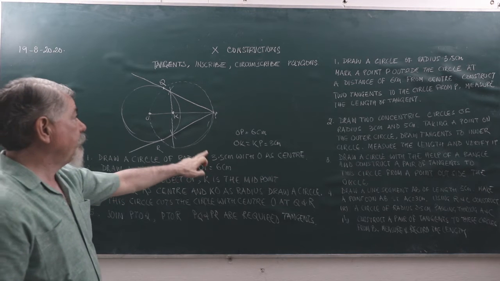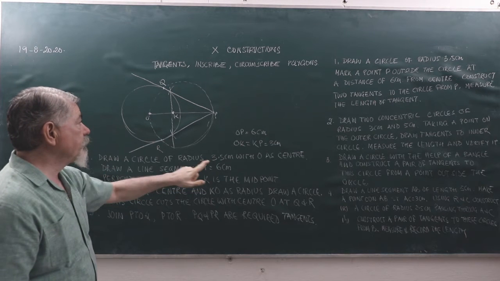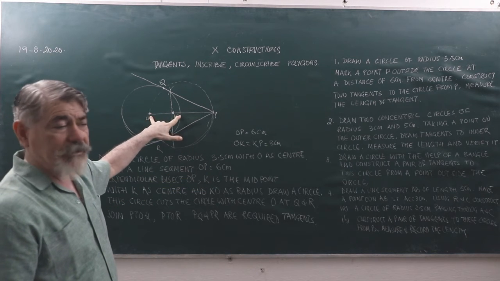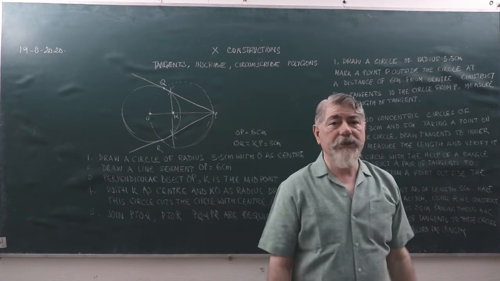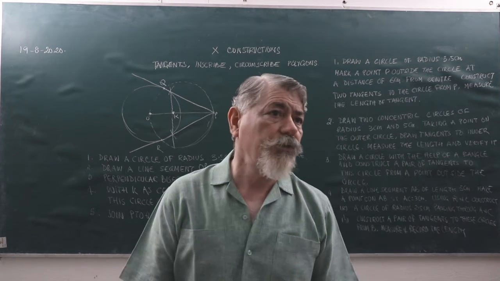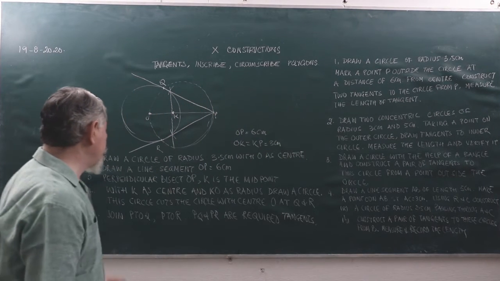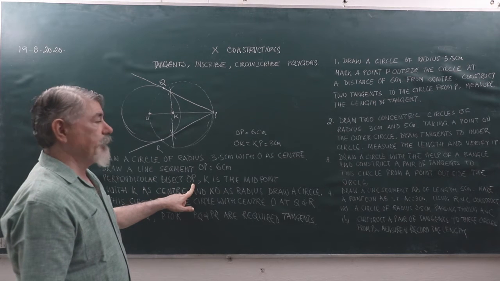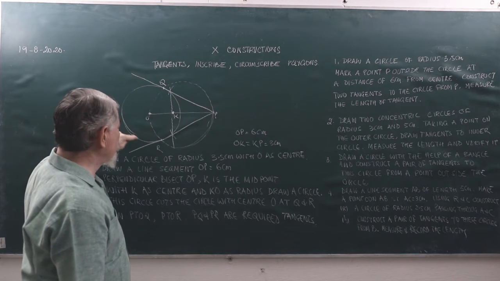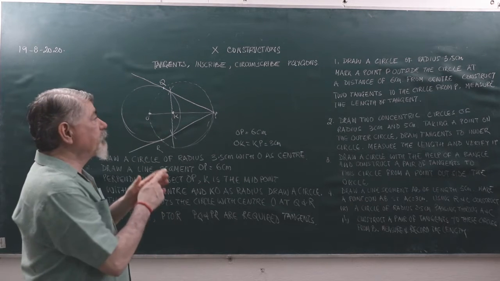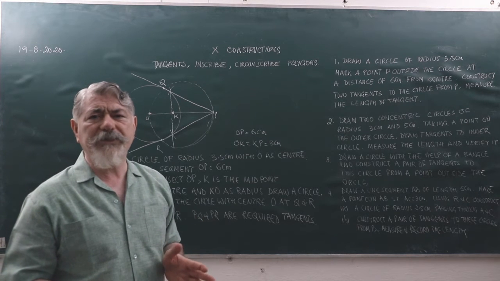Draw a circle of radius 3.5 centimeter with center O. Then he says draw a line segment OP equal to 6 centimeter. Why OP equal to 6 centimeter? Because he has given a point P outside the circle at a distance of 6 centimeter from the center. The next step is perpendicular bisect OP. How do we perpendicular bisect OP? This circle is already drawn with radius 3.5, which is obviously more than half of OP. Half of OP will be 3, so 3.5 is more than half.